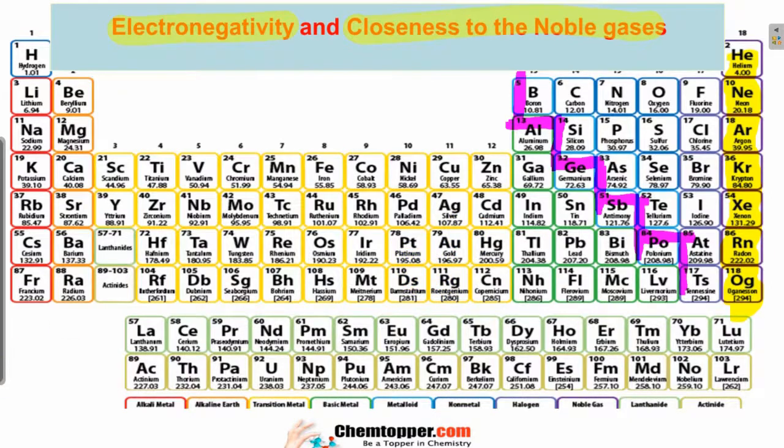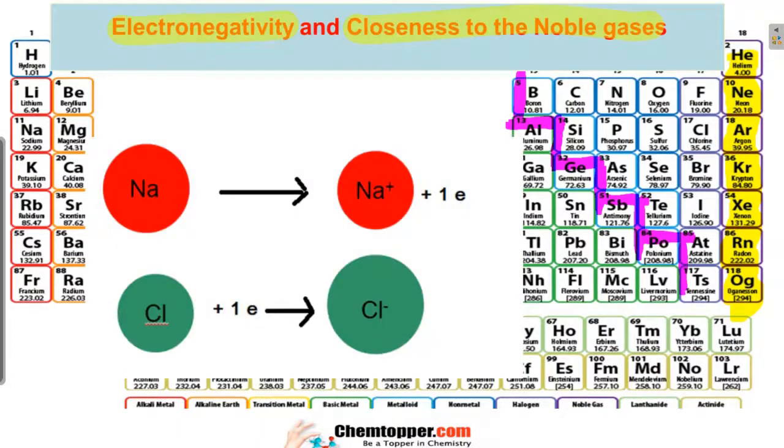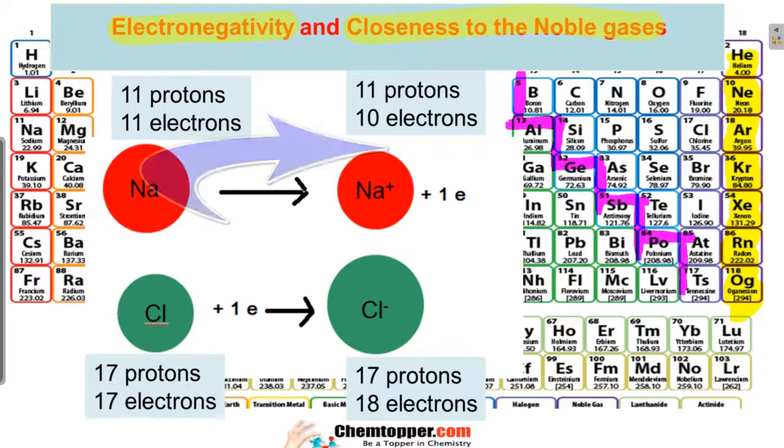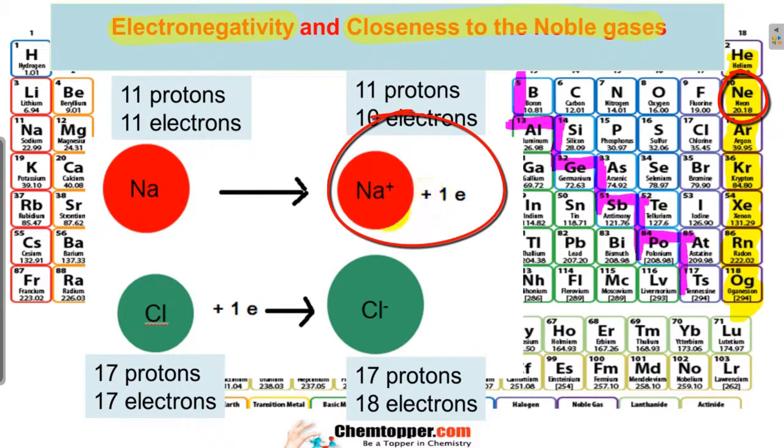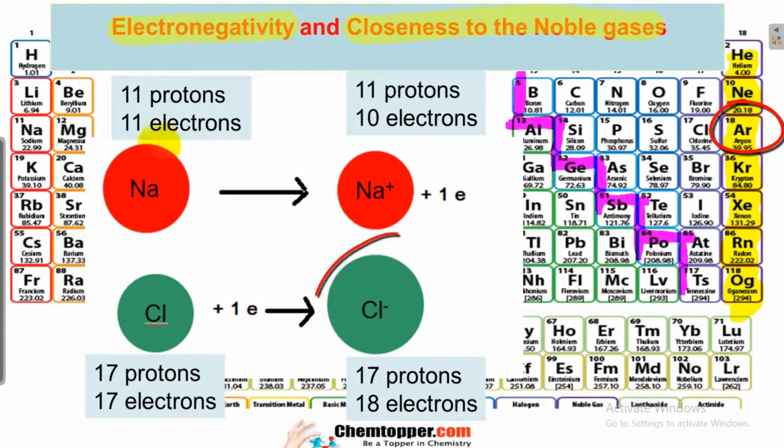Now, what is the basic difference between metals and non-metals? Metals lose electrons to get the nearest noble gas configuration, whereas non-metals gain electrons to get the nearest noble gas configuration. For example, sodium loses an electron to get an electronic configuration similar to neon, so it's a metal. Whereas chlorine gains an electron to get an electronic configuration similar to argon.